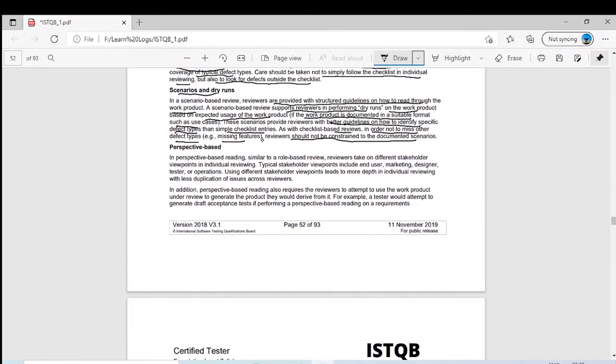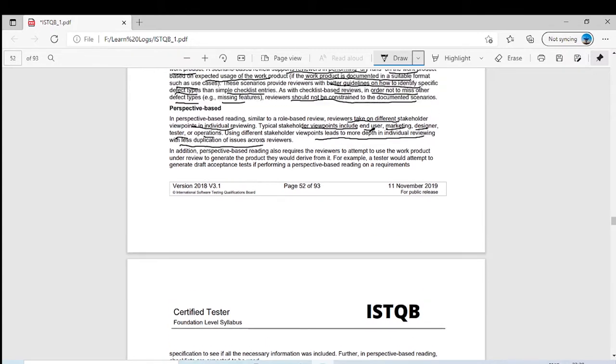So in perspective-based reading, similar to the role-based review, reviewers take on different stakeholder viewpoints in individual reviewing. Typical stakeholder viewpoints include end user, marketing, designer, tester, or operations, like different departments. For example, previously under end user we were assigning different roles: end user as an old citizen, end user as a child, end user as a female. But over here it is the perspective of marketing, the perspective of a designer, the perspective of an end user. Using different stakeholder viewpoints leads to more depth in individual reviewing with less duplication of issues across reviewers. So over here you can read in detail.